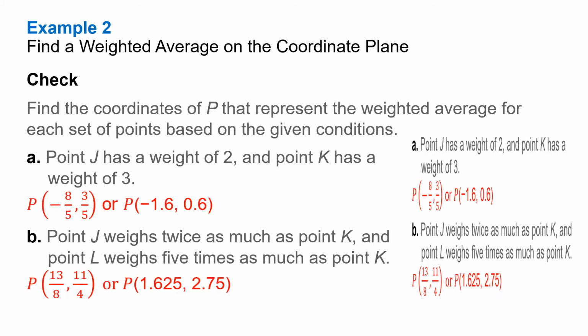Check. For part A, point P is located at -8/5, 3/5, or if you put them as a decimal, -1.6, 0.6. B is 13/8, 11/4, or if you put them as decimals, 1.625 and 2.75. Did you get them correct? If not, go back and double check your work and see if you can identify the mistake you made.